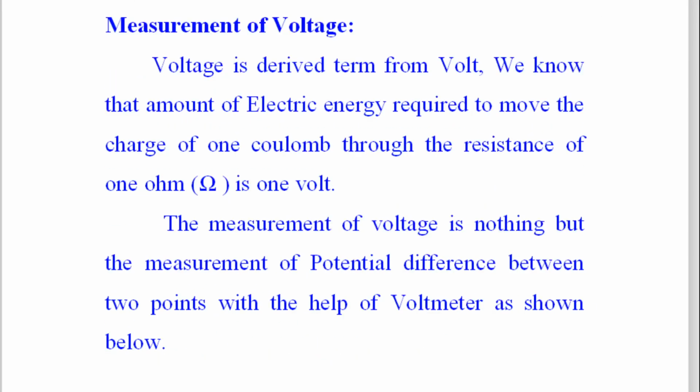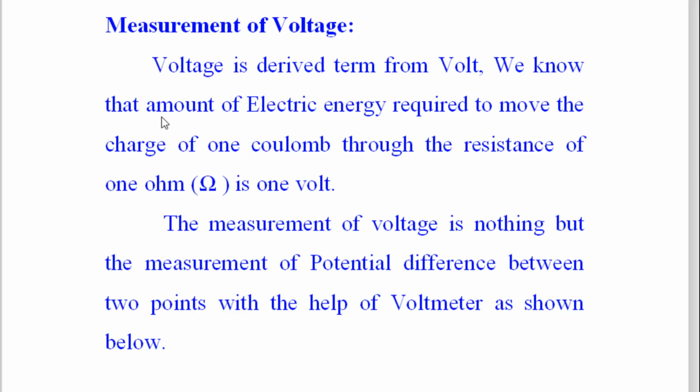Now, I will just divert the topic from semiconductor to the measurement of voltages, because in a PN junction diode, in forward bias condition and in reverse bias condition, we are going to connect the voltmeter across the PN junction diode. So you must have a little bit of idea about measurement of voltage. That's why I am switching the topic from semiconductor to the measurement of voltage. Voltage is a derived term from volt.